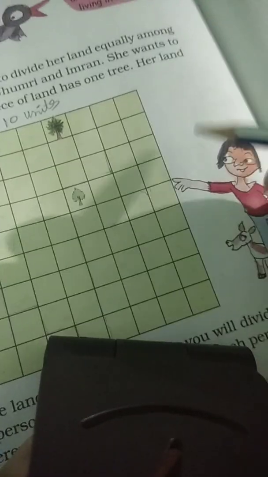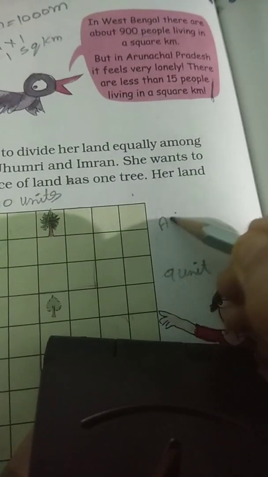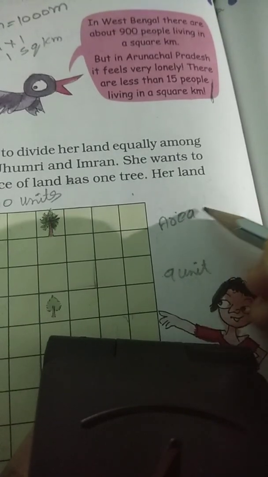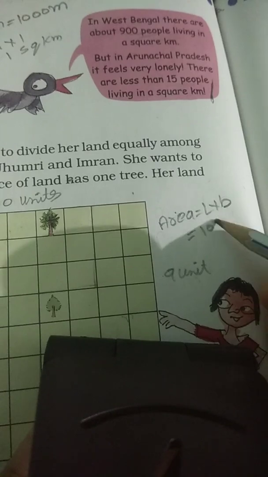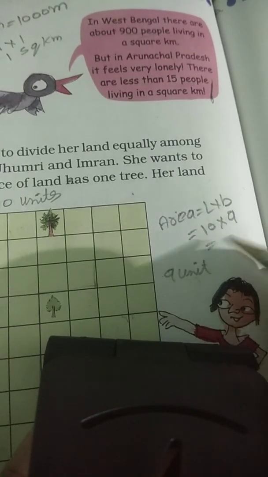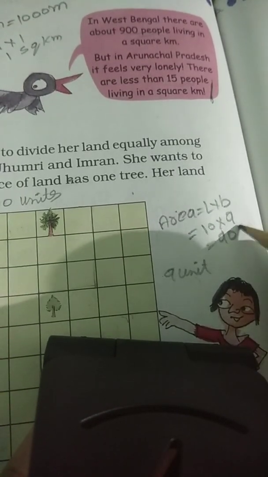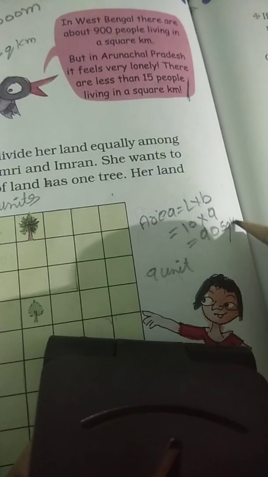And this side 9 boxes are there, so 9 units. Now we will find the area. So area is equal to length multiplied by breadth. So length is 10 and breadth is 9. So 10 nines are 90 and unit will be square unit.